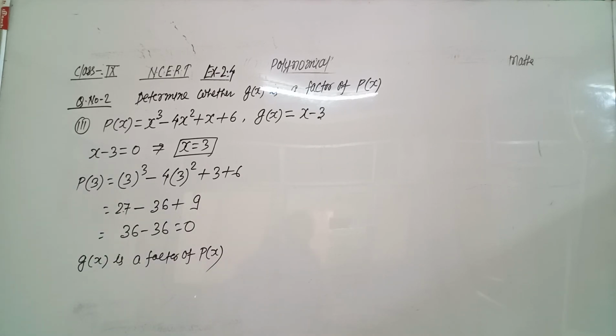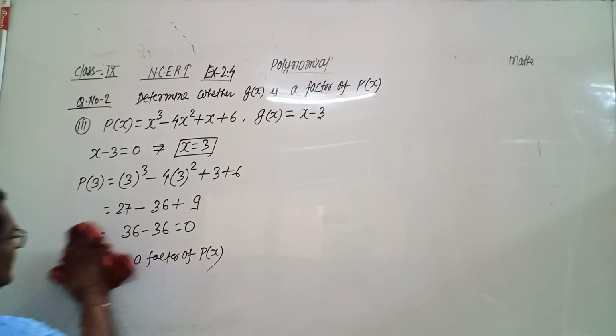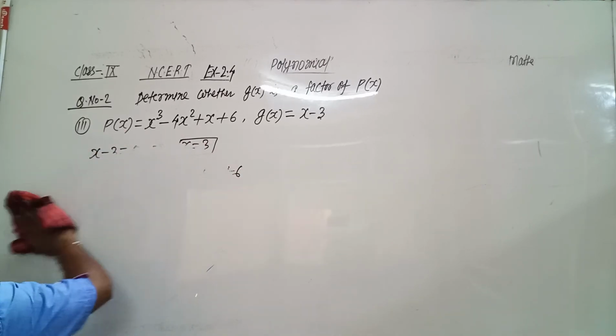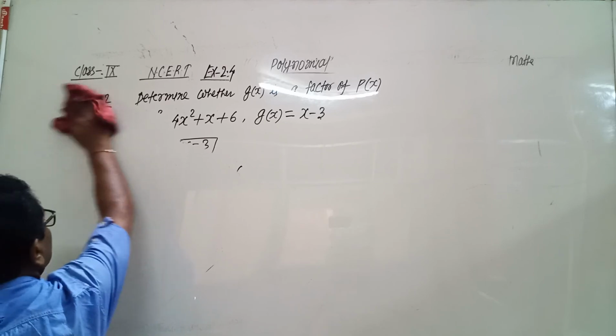So we have to make g(x) equals to 0 and find the value of x. Then put the value of x in the given polynomial p(x). If the result comes to be 0, then we say that g(x) is a factor of p(x).